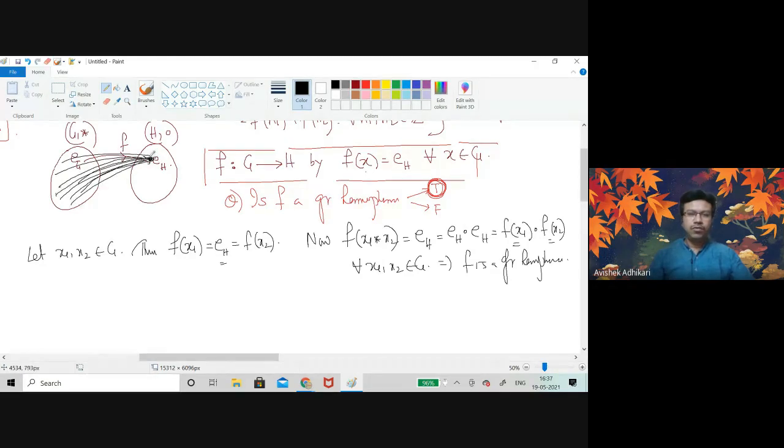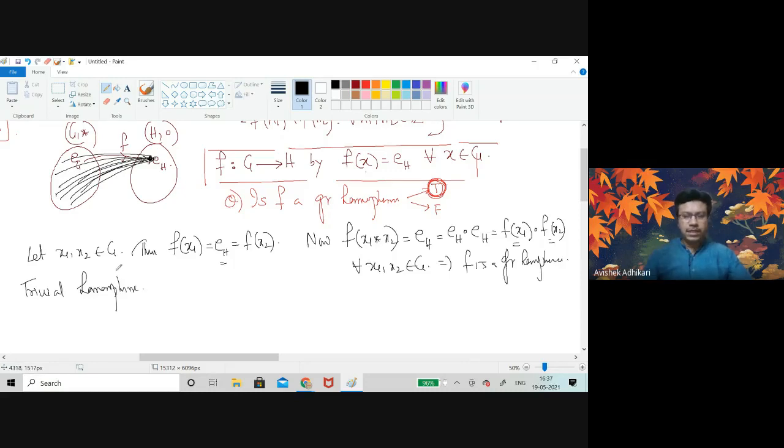So to know that, you do not require any special property of G and H. So this kind of group homomorphism is always there. Every element goes to E. So this is a very trivial homomorphism. It is called the trivial homomorphism because it's always there.